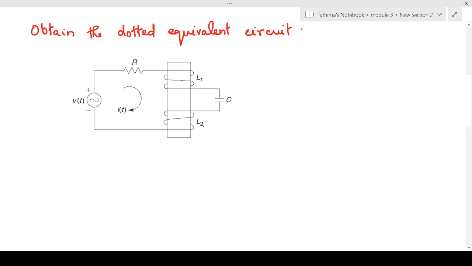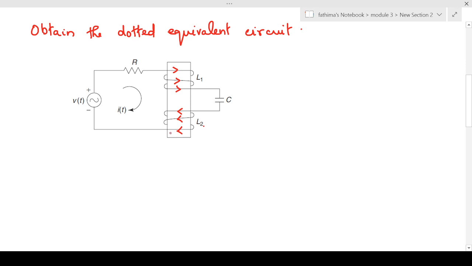Hello everyone, in this video we are doing some problems on dotted equivalent circuit. So this is the first question, that is we have to obtain the dotted equivalent circuit. So we have to find the direction of flux through each coil first. So the direction of current is shown like this, that means current is flowing in this direction in coil 1 and in coil 2 the current is flowing in this direction.